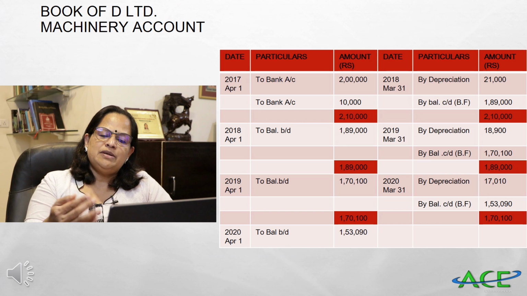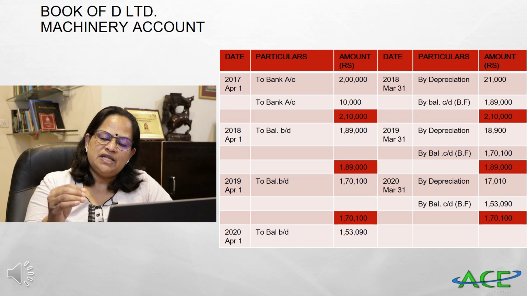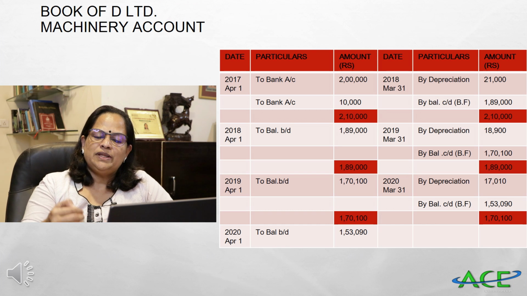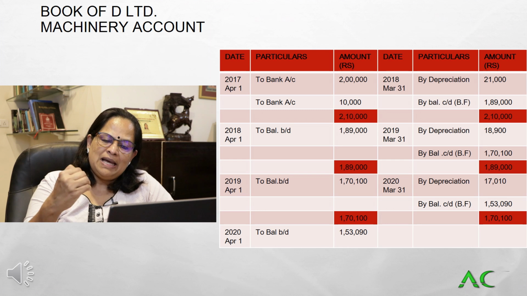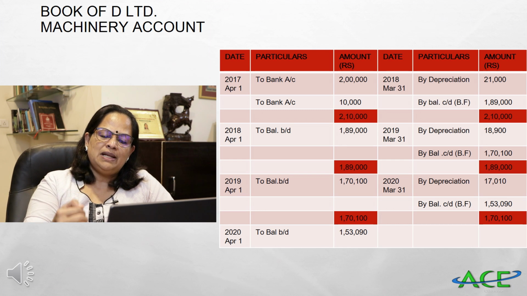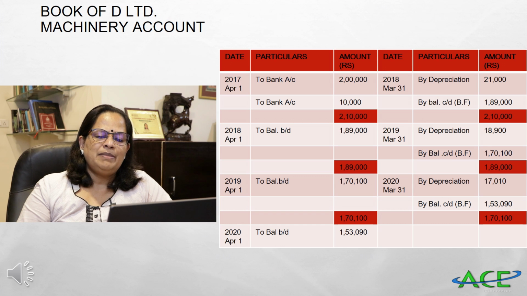Now 2020 March 31st depreciation is 17,010. That is also based on the written down value method, which I have explained in the next slide, how we are getting these values. So when you are balancing the account, you are getting the account balance as 1,53,090. So that is the balance.